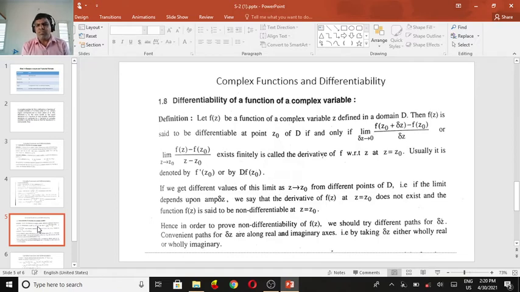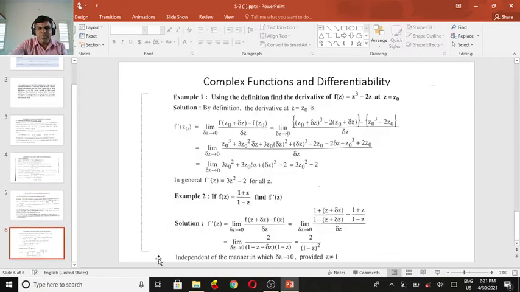If we get a different value of this limit as z tends to z naught along different paths, that is, if the limit depends upon the absolute value or amplitude of delta z, we say that the derivative of f of z at z equal to z naught does not exist, and the function f of z is said to be non-differentiable at z naught. Hence, in order to prove non-differentiability of f of z, we should try a different, convenient path for delta z, or go along the real and imaginary axes by taking delta z either wholly real or wholly imaginary. We are giving some examples regarding whether functions are differentiable or not.